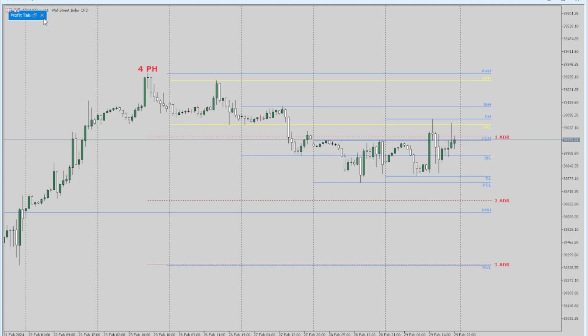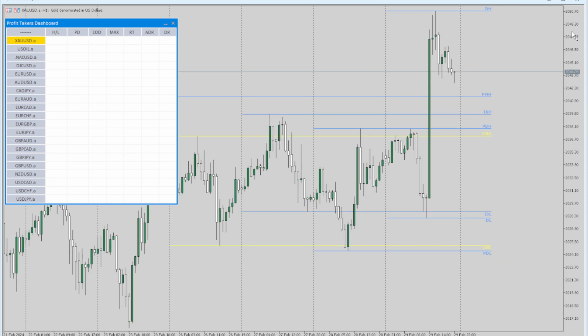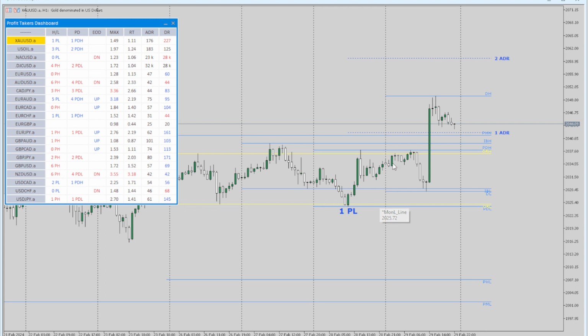And so you're going to notice that this is a setup, right? So let's look at gold. We have a one peak formation low, and then we already have a one previous day high break. So when you go into the market tomorrow, you already know that this thing has already broken.